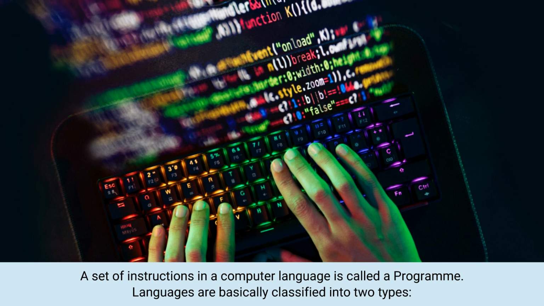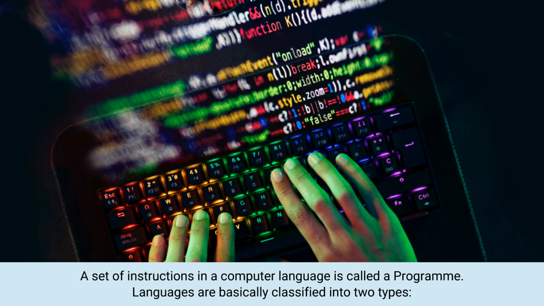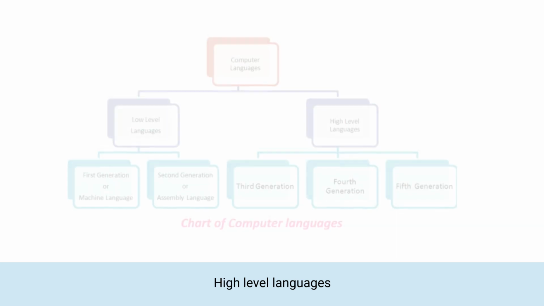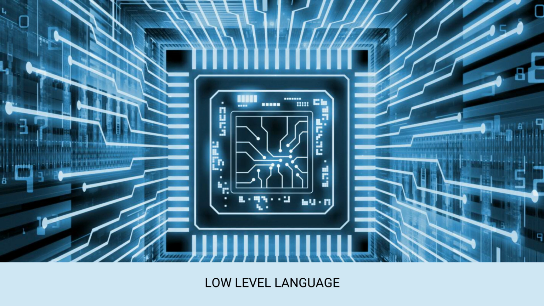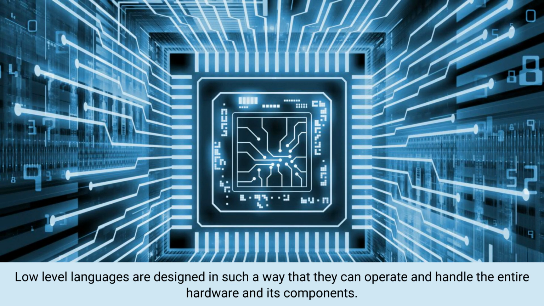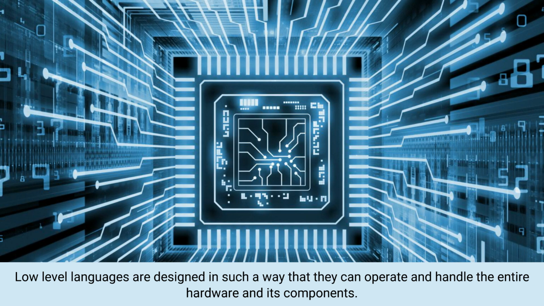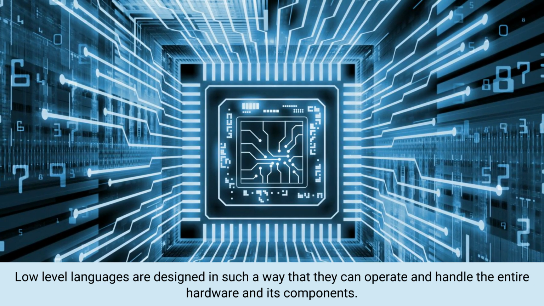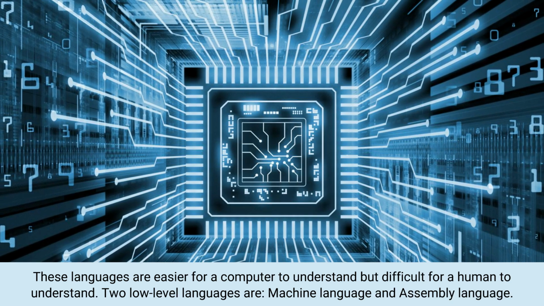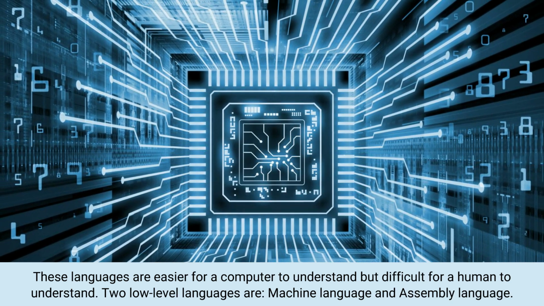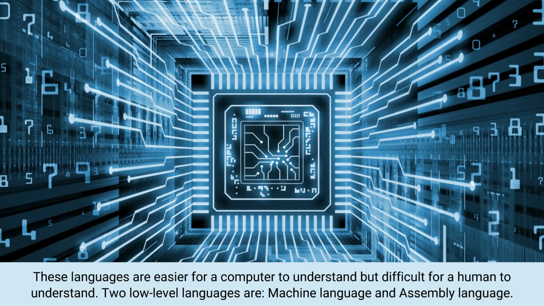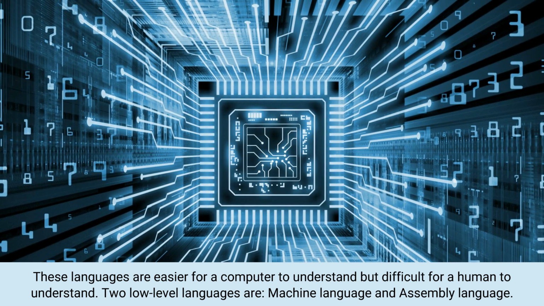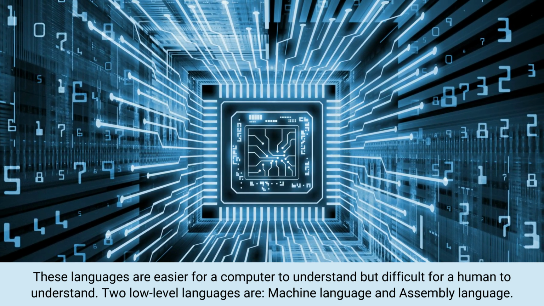Languages are basically classified into 2 types: low-level languages and high-level languages. Low-level language. Low-level languages are designed in such a way that they can operate and handle the entire hardware and its components. These languages are easier for a computer to understand, but difficult for a human to understand. 2 low-level languages are machine language and assembly language.